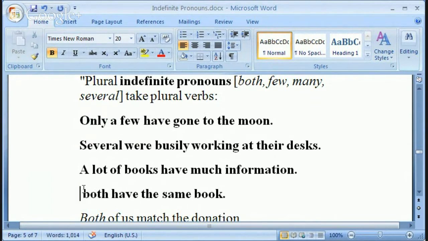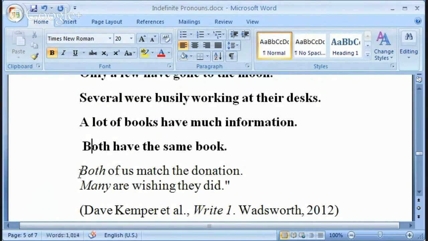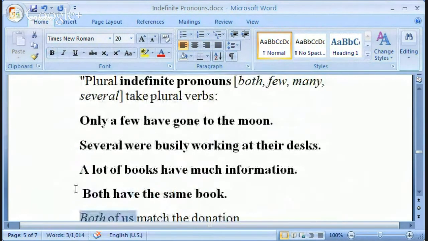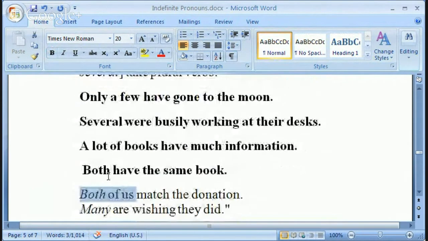This is what I was looking for, really. Both have the same book. Or I guess I could say both of us have the same book, right? Yes. If I say we both, I think both is being used as we both.